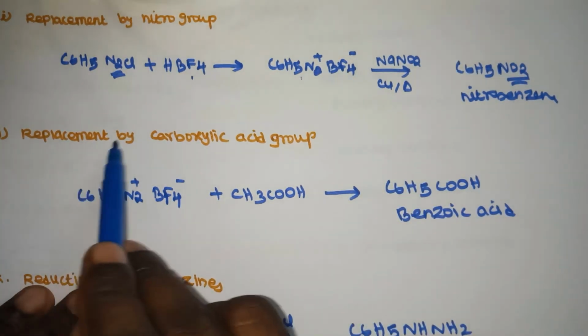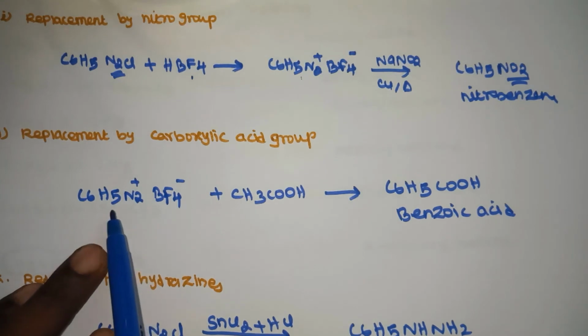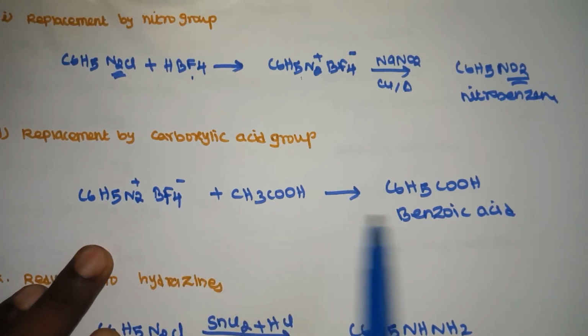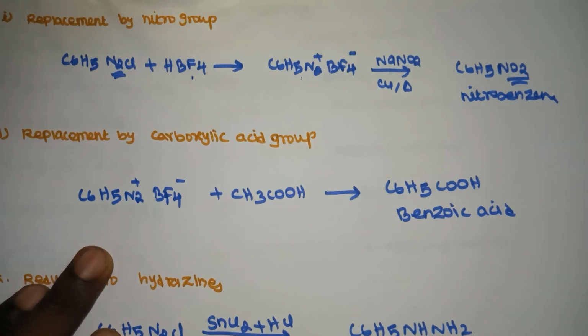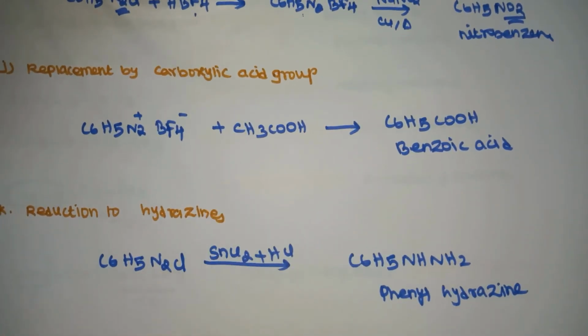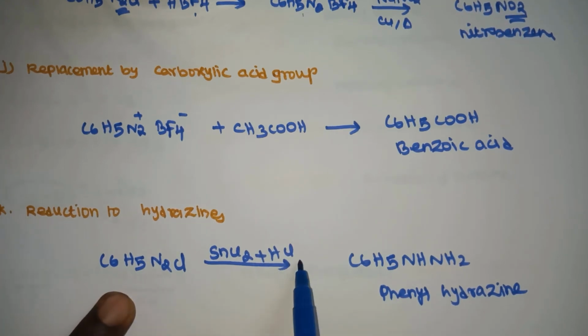Next one is replacement by carboxylic acid. When benzene diazonium tetrafluoroborate reacts with acetic acid to form benzoic acid, this reaction is used to convert aliphatic carboxylic acid to aromatic carboxylic acid. Next one is reduction to hydrazine. When benzene diazonium chloride reacts with SnCl2 and hydrochloric acid, it forms phenylhydrazine.